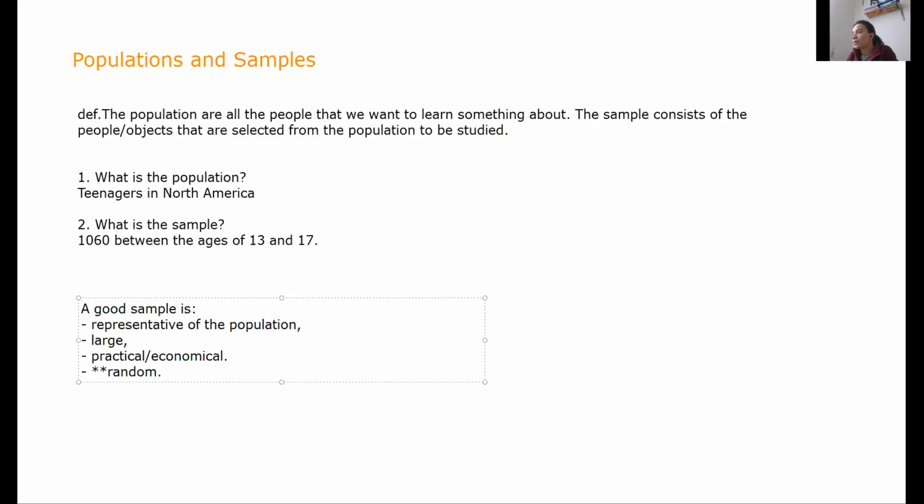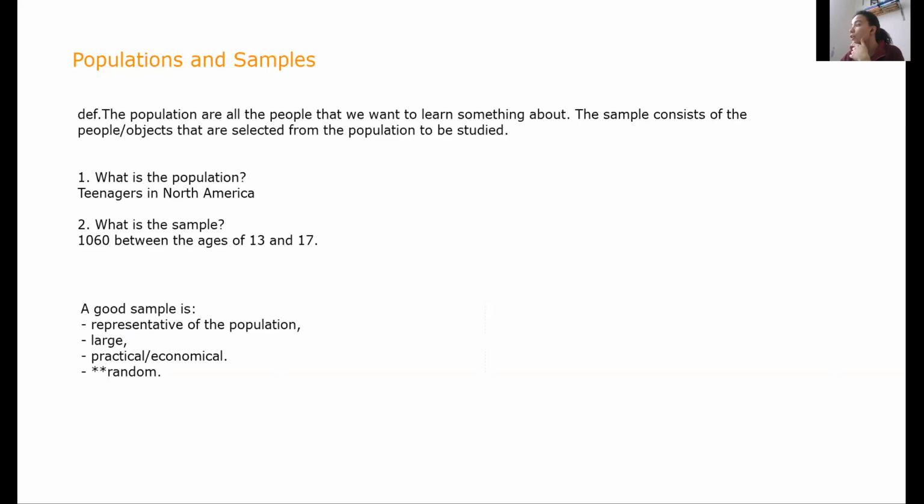And the reason that we would like our samples to be random is that if a sample is random, that means that we are not introducing any biases onto our sample and that the sample is actually a fair representation of the population. Does everybody understand this? Yep. Okay. All right.